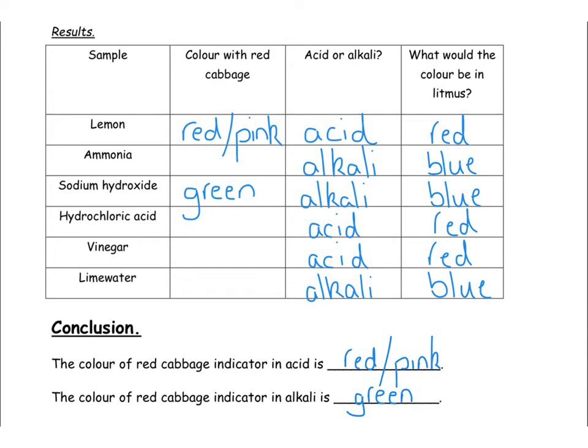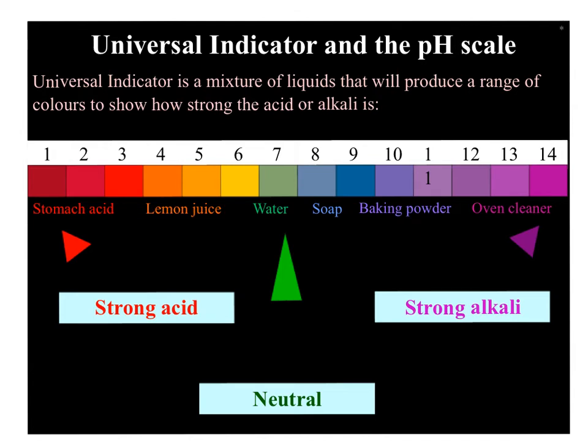Now, moving on, year 8, we have got another to discuss. Our next indicator is a universal indicator, and it is actually a mixture of different indicators. It's a particularly useful indicator because it changes not just into two colours, but into a whole range of colours depending on the strength of the acid or the alkali. We've already completed page 10 in our books, so we're now on to page 11, and again pop the date at the top of the page and we're going to fill in the first couple of lines.